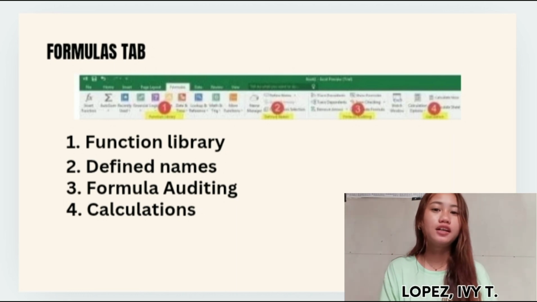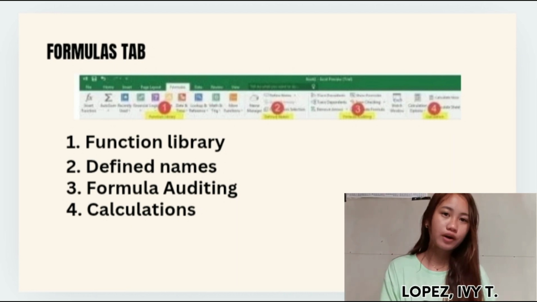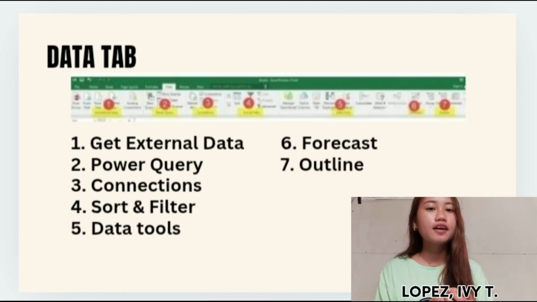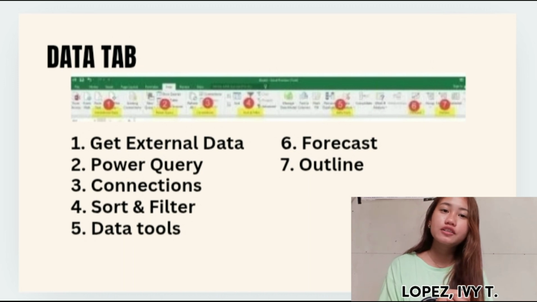Number 4 is Calculations. By default, the option selected for calculation is Automatic. However, one can also change this option to Manual. So next is the Data tab. The Data tab contains the commands most commonly associated with data from external sources and evaluating or arranging data.